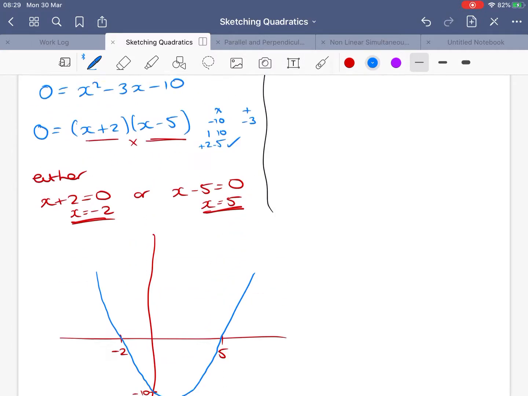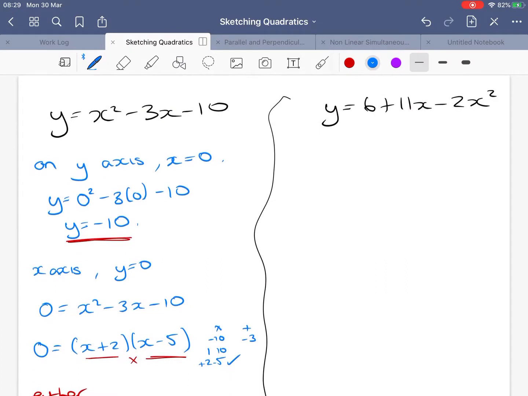Okay? Right, let's have a go at this one. Now then, before we start this one, you should note that this has got a negative x squared. So that means it's going to be an upside down quadratic, an N-shaped quadratic. But the same process applies. So on the y-axis, x is 0, so y is going to be 6, because 11 lots of 0 and minus 2 lots of 0 squared is 0.